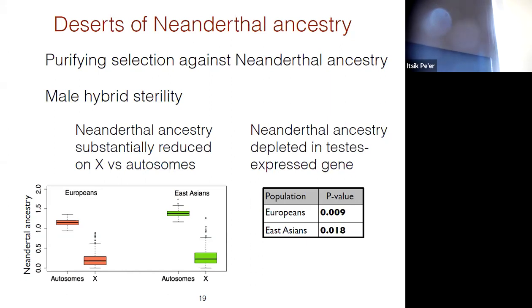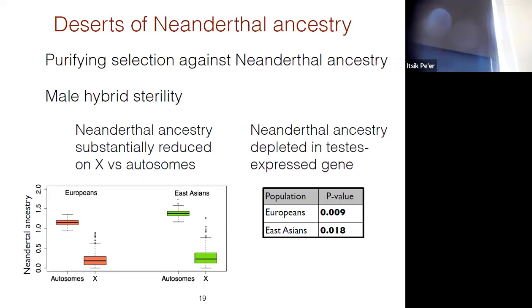Another possibility is this notion of incompatibilities, or what we call male hybrid sterility. The idea is that there are genetic variants that accumulate on the Neanderthal and the modern human lineages, which are neutral in isolation. But when they come back together into a single population, then these combinations of genetic variants are deleted. This was a hypothesis that we tested by looking at the Neanderthal ancestry and how it is distributed on the X chromosome versus the autosomes.